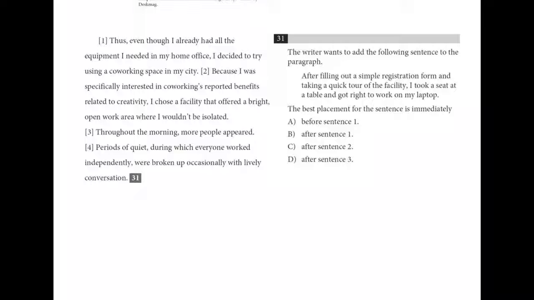31. The writer wants to add the following sentence to the paragraph. After filling out a simple registration form and taking a quick tour of the facility, I took a seat at a table and got right to work on my laptop. The best placement for the sentence is immediately C, after sentence 2. Because the proposed sentence offers a necessary and logical transition between sentence 2, which introduces the facility the writer chose, and sentence 3, which tells what happened at the facility throughout the morning.